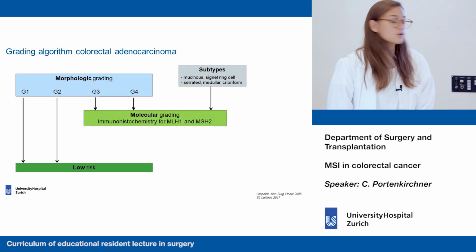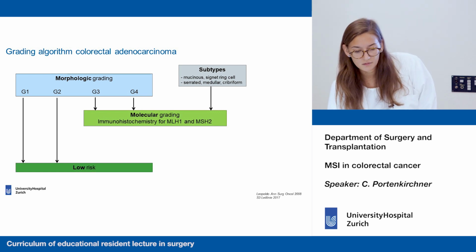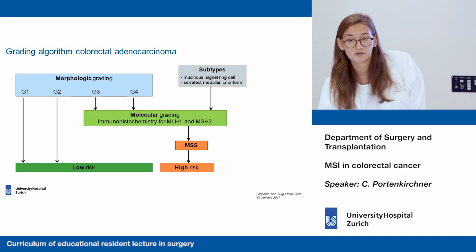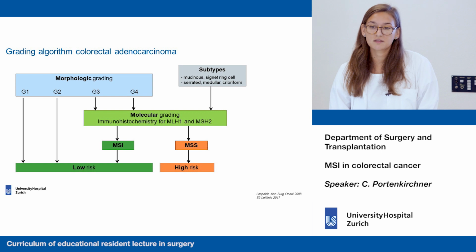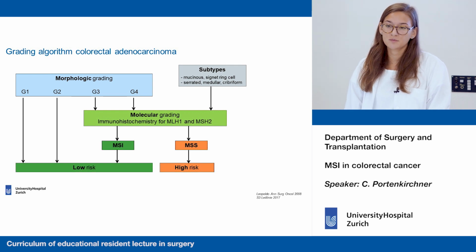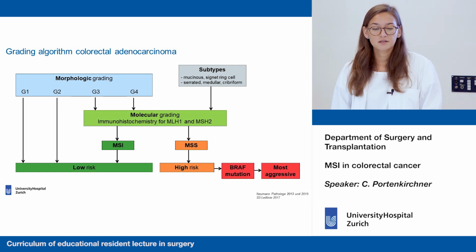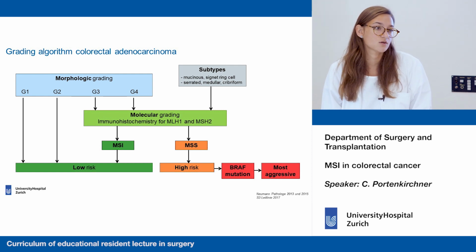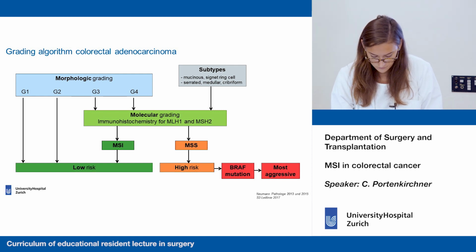If we look at the grading algorithm, we see that microsatellite stable colorectal adenocarcinomas are high risk, whereas microsatellite instability tumors are always graded low risk. If there is a BRAF mutation, the tumors are graded as most aggressive. Of note, HNPCCs are always graded low grade because they are microsatellite unstable colorectal cancers.